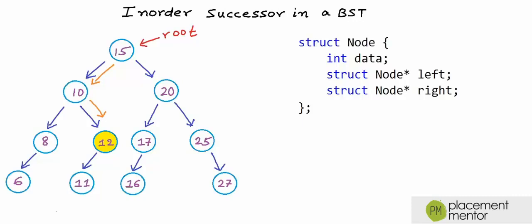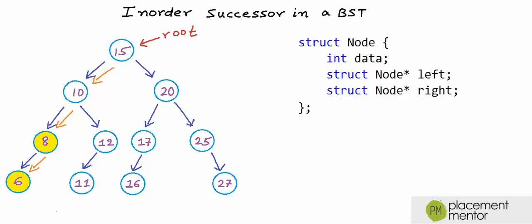12 has only 2 ancestors. We have 10, but 12 is in the right of 10, and then we have 15, and 12 is in the left of 15, so 15 is my successor. Now let's use this technique to find the successor of 6. We will first walk down from the root to this node. 6 is in the left for all the ancestors, but the deepest ancestor for which 6 is in the left is this node with value 8. So this is my successor. Remember, we need to look at ancestors only if there is no right subtree. For 6 there is no right subtree. Okay, so the algorithm looks good.